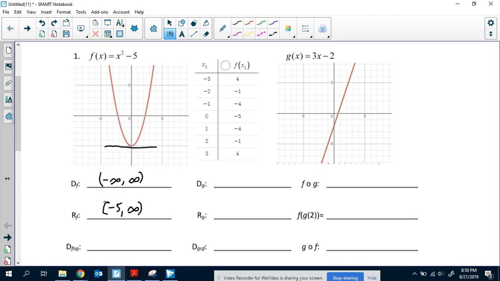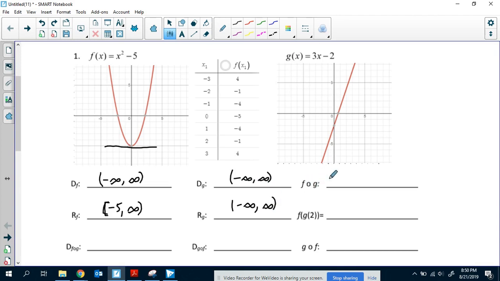Sometimes I'm using a tablet to write, and it's not as easy. Okay, the domain of g and the range of g are negative infinity to infinity. Those are pretty simple.